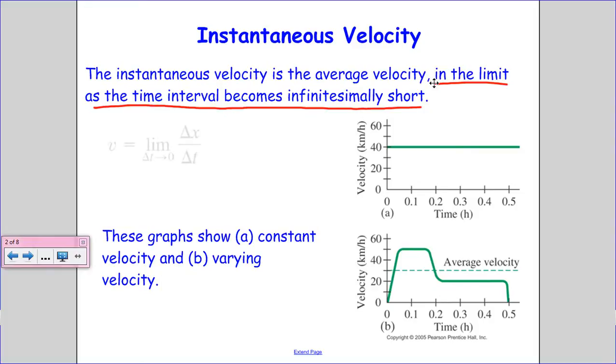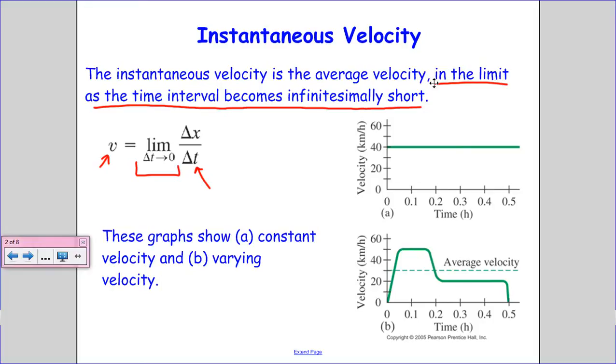Well, in math language, this is what that looks like. The velocity is equal to, remember, velocity is our change in position over our change in time. But in this case, instantaneous velocity is when we pretend the time limit is as close to zero as we can get it without it actually being zero.